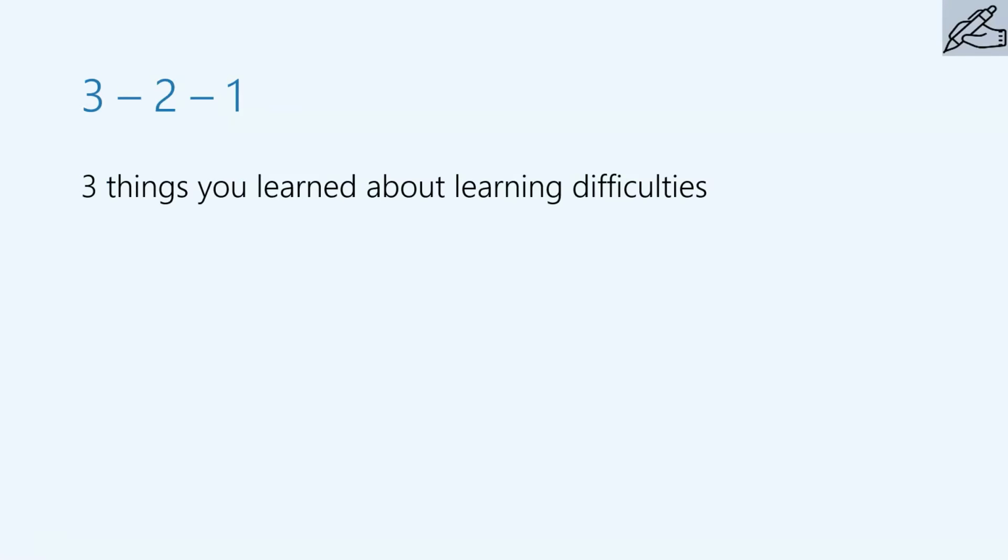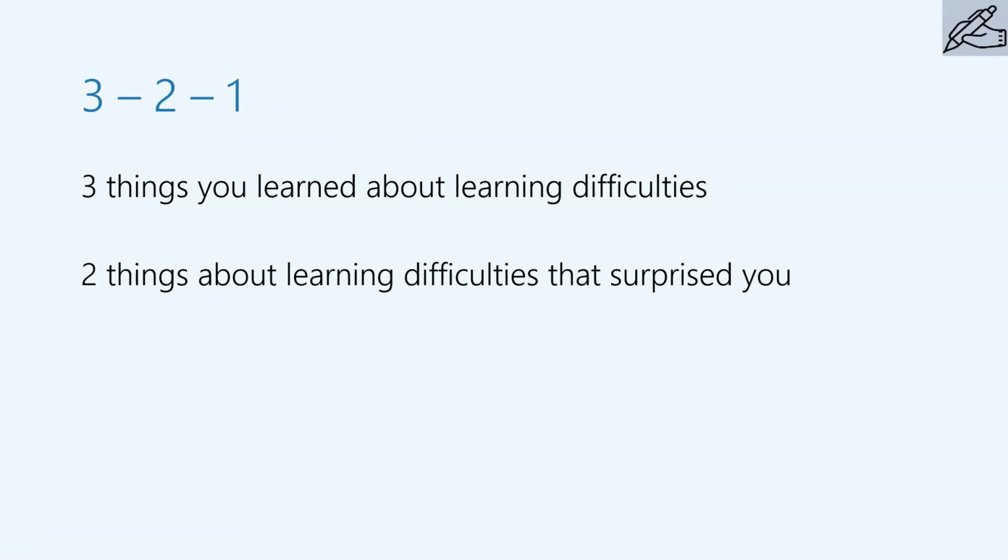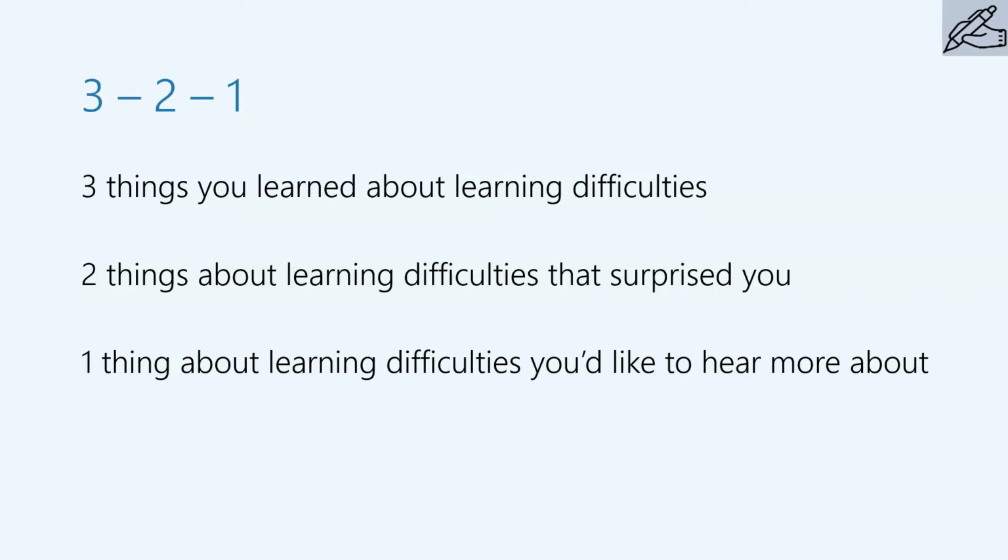And now it is time to reflect on today's lesson. Think about everything you've seen and read and write down the following things. 3 things you learned about learning difficulties today. 2 things about learning difficulties that surprised you. And 1 thing about learning difficulties you would like to hear more about. This activity will help you to put things into perspective and to synthesize everything you have learned today.